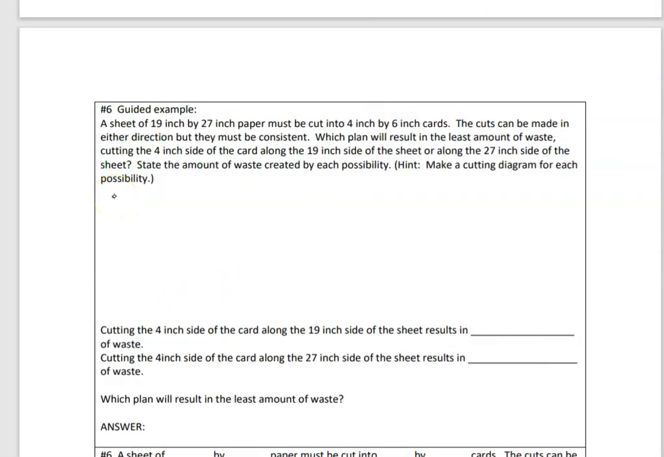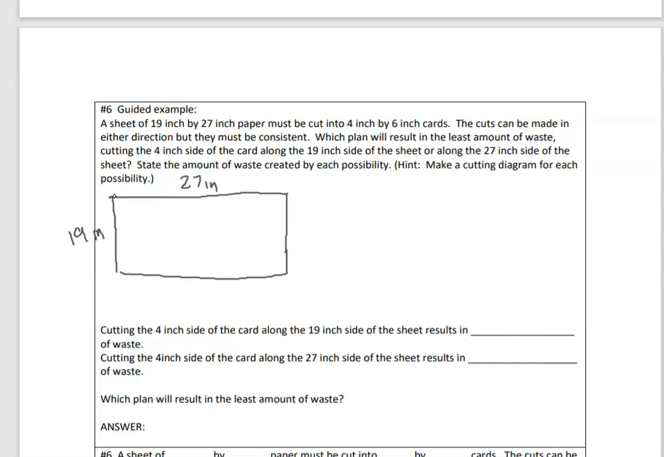And this is a sheet of 19-inch by 27-inch paper. So we're looking at something that is 19 inches this way. When we go across this way, it is 27 inches. And this thing must be cut into 4 by 6 inch cards. The cards may be cut in either direction, but they must be consistent.